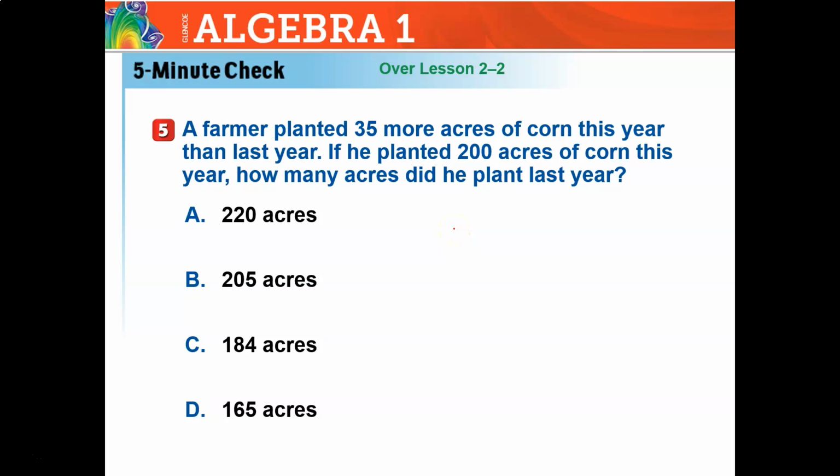So we know a farmer planted 38 more acres of corn this year than last year. If he planted 200 acres of corn this year, how many did he plant last year? Okay.